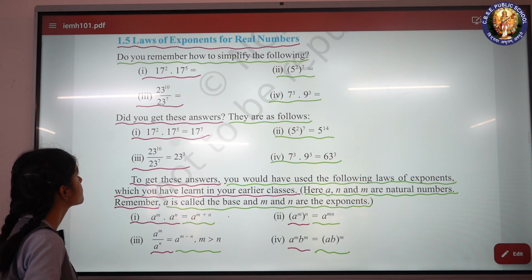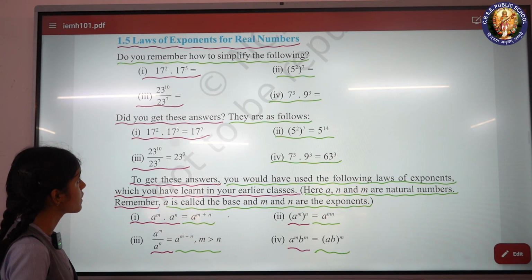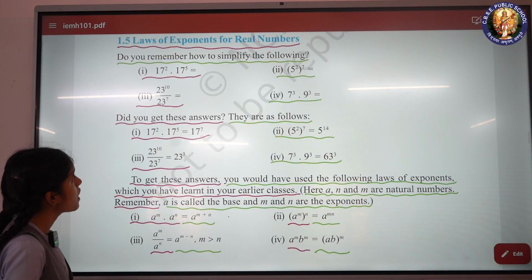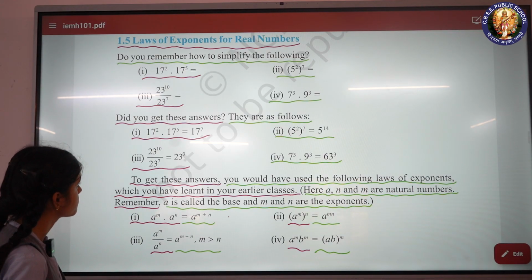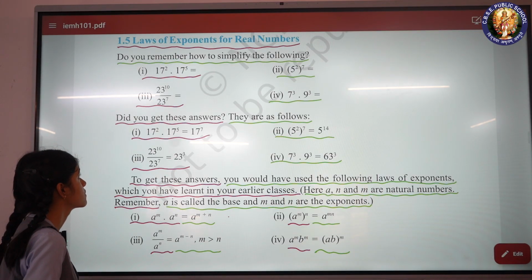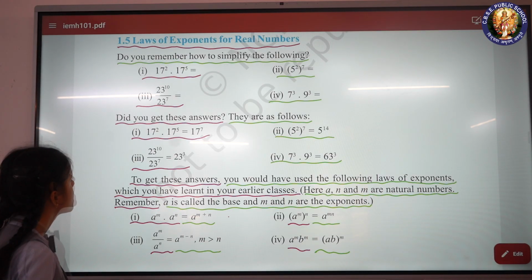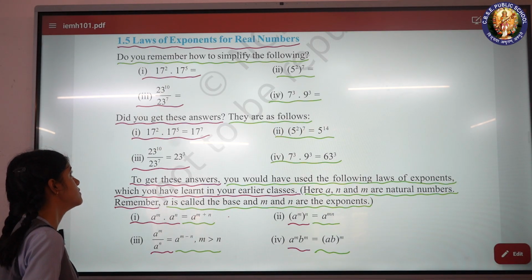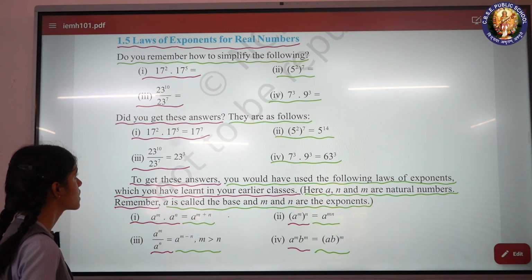Laws of exponents for real numbers. Do you remember how to simplify the following? First, 17 to the power 2 into 17 to the power 5 is equal to?